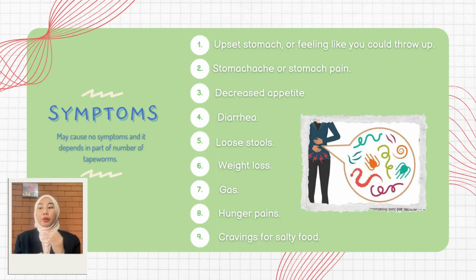So now, I'm going to explain about the symptoms of tapeworm. It may cause no symptoms, and it depends on the number of tapeworms. There are 9 symptoms altogether. The first one is upset stomach or feeling like you could throw up. For example, it is inflammation, side effect of medication, gastroenteritis, gastritis, and more.